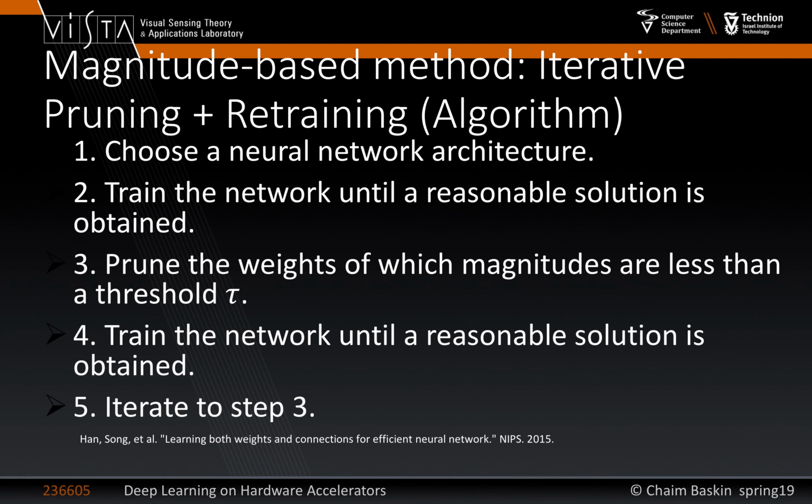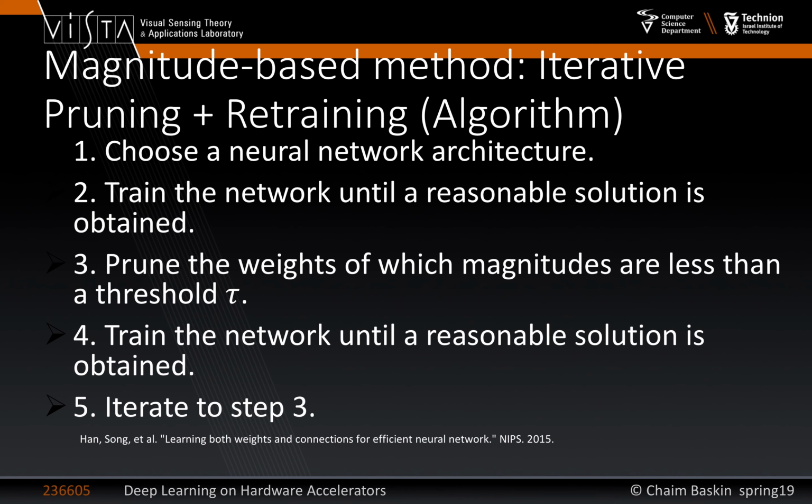We train the network until we obtain reasonable solutions, and then we prune the weights whose magnitude is less than a threshold. We set some hyperparameter as the threshold. We remove the parameters that are below the threshold, and then we train the network again until we reach a reasonable solution. This is our second iteration. It's like fine tuning.